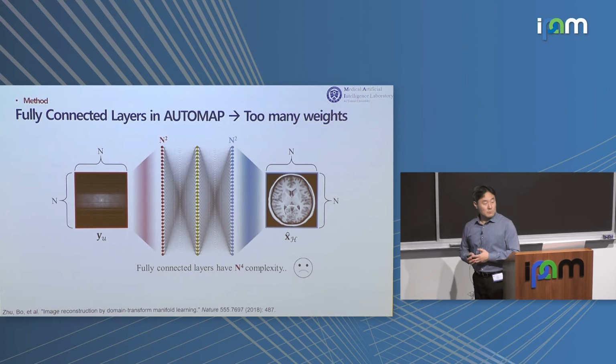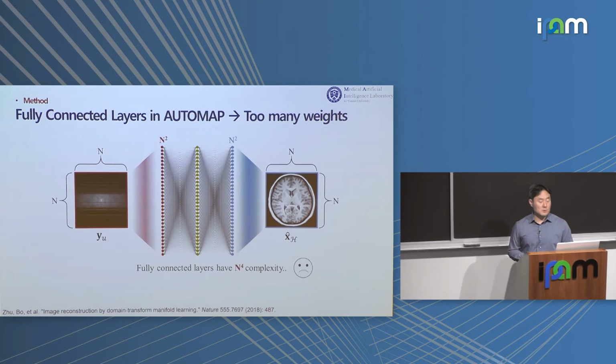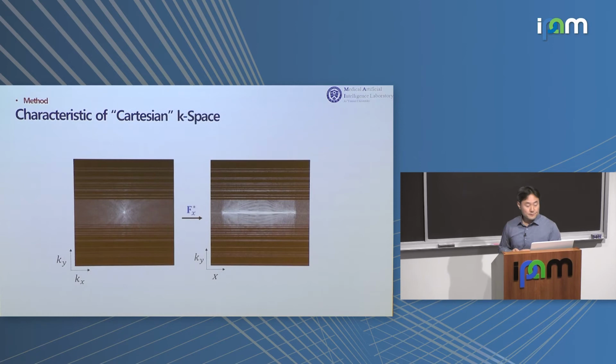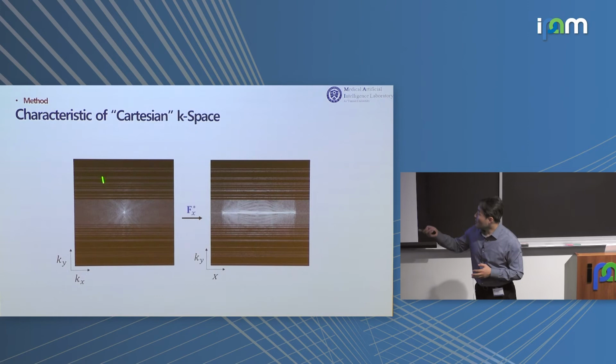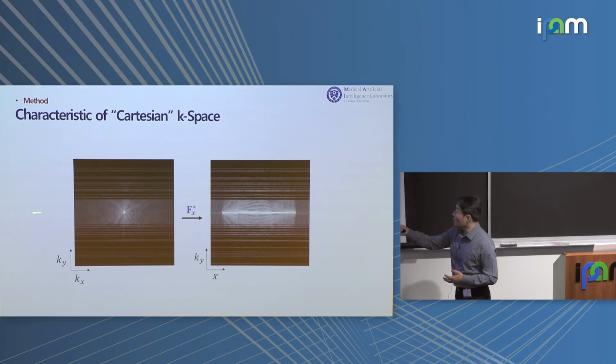The Cartesian sampling is very robust, and it's the most widely used sampling scheme among clinicians and in research, and it will still be the dominant sampling scheme in the future as well. If we look at the Cartesian K-space sampling scheme, we can notice that undersampling happens only in this direction, which is the phase encoding direction or KY direction. We always acquire fully sampled K-space data in the KX direction or X direction.